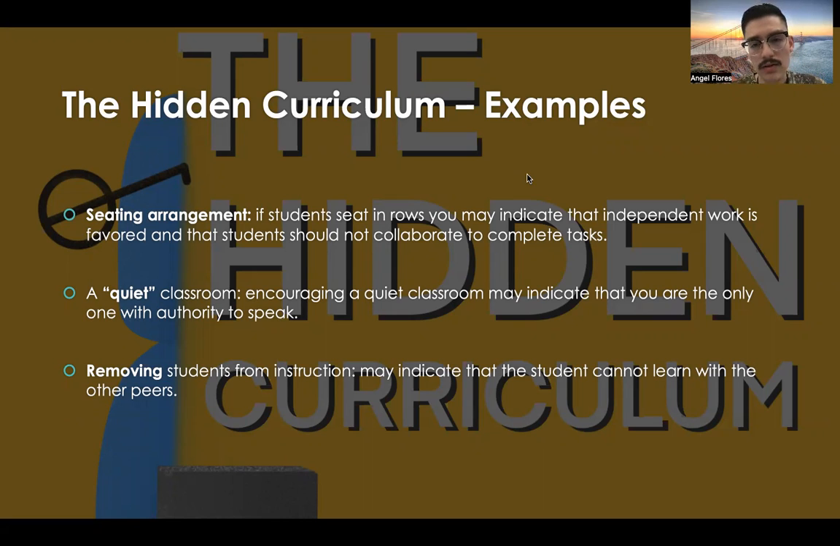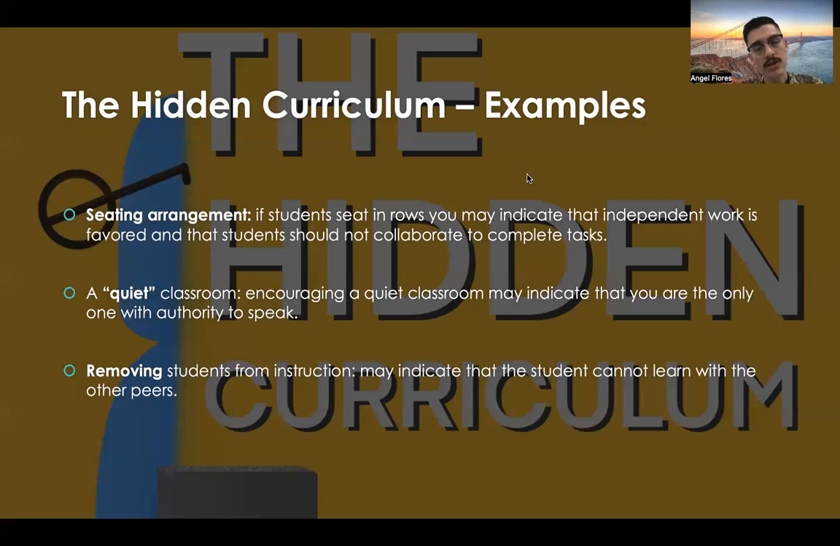When students sit in rows, we may indicate that independent work is favored and that students should not collaborate to complete tasks. So by organizing your desks this way, you're sending a message to students: hey, I need to work by myself. I'm not supposed to be talking to anybody next to me. And so this favors an independent work perspective, that everything's done independently.